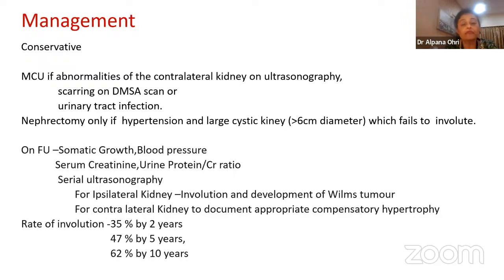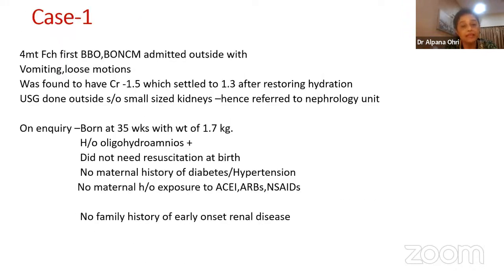When we are doing sonography, we are looking at both kidneys: the ipsilateral kidney for involution and the contralateral kidney for documenting appropriate compensatory hypertrophy. The rates of involution are that 35% involute by 2 years and about 60% by 10 years. Going on to the next topic, which is hypodysplasia.